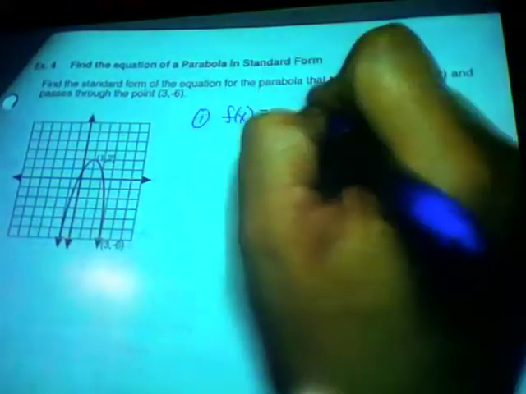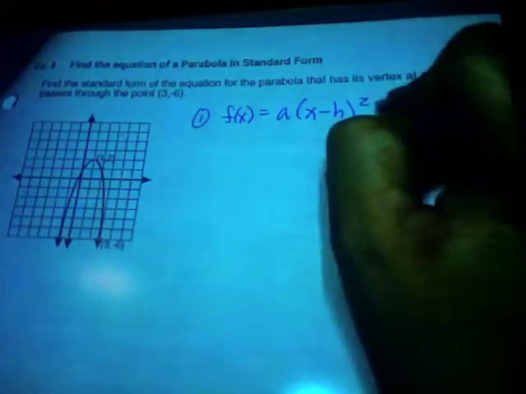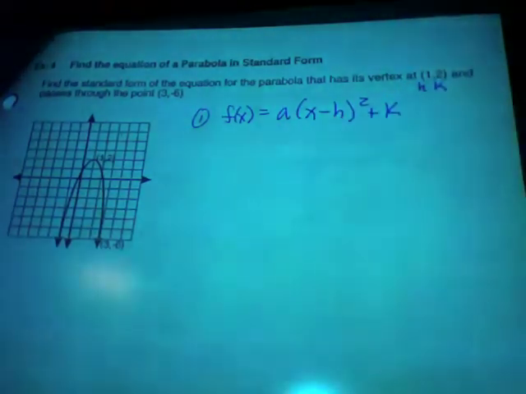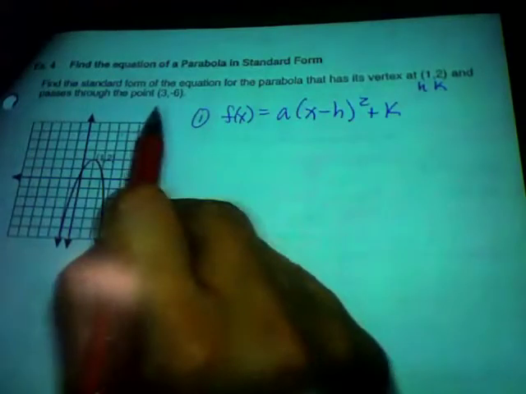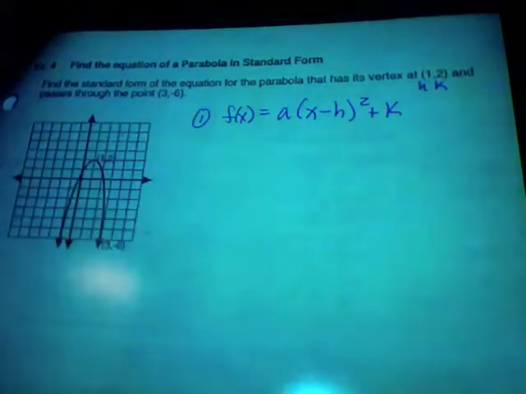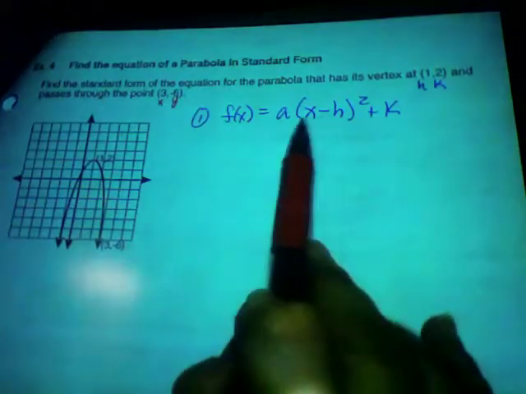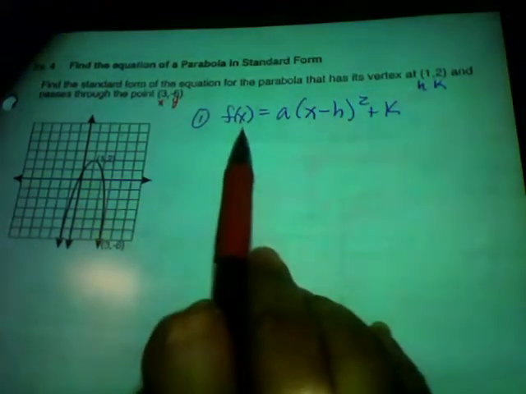Well, let's start first of all with our general form. f of x is equal to a parentheses x minus h squared plus k, right? That's your general form, correct? Well, let's plug in what they've given us. What is this point going to give us? X and y. We actually have an x and a y in here. We have an x here, and isn't f of x our y?